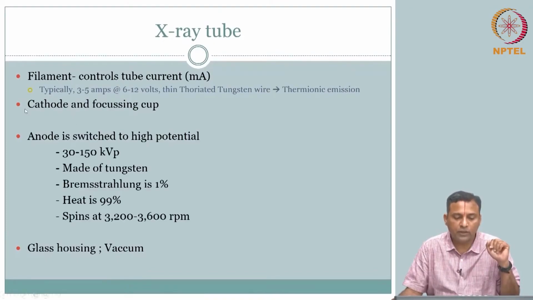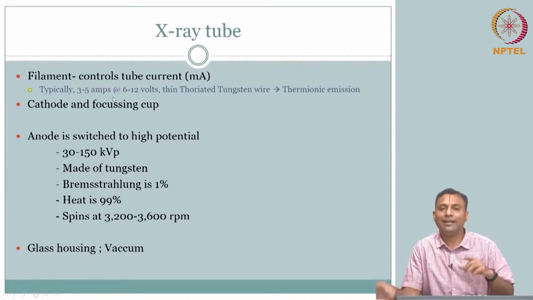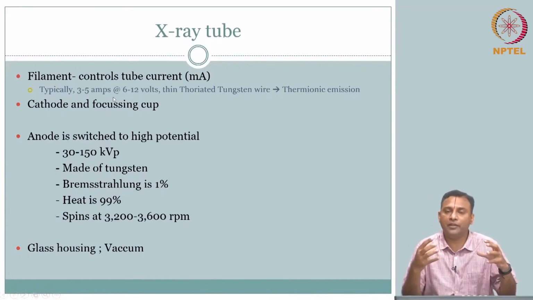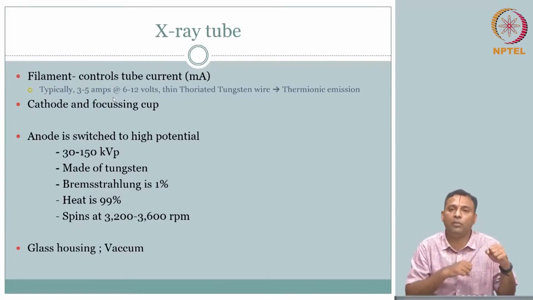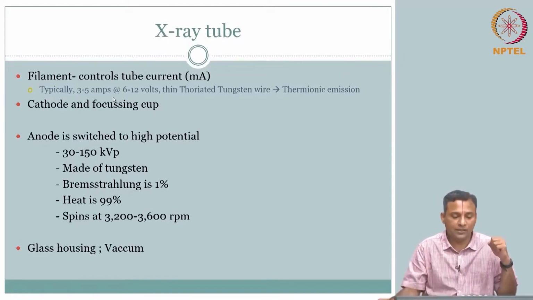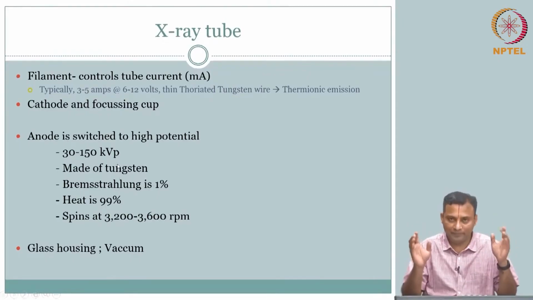At the end of this step, we say the X-ray tube is primed, so the electrons are all ready. Now you need to give them some kinetic energy so that they can bombard and give you X-rays. When you want to do that, the anode is switched to high potential. What do we mean by high potential? Somewhere between 30 and 150 kilovolt P. What is this P? That is your peak. So 30 to 150 kilovolts peak is what you apply.